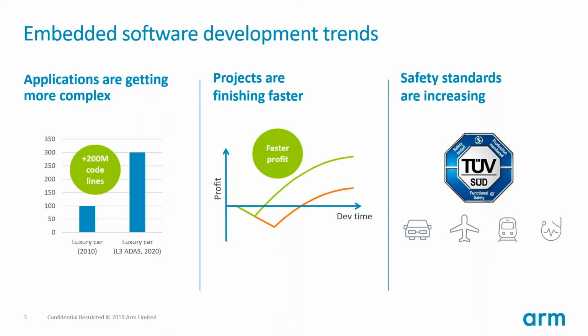Embedded products are getting more complex from both hardware and software standpoints. There are more lines of code than ever in all embedded applications. For example, in automotive, the number of lines of code in a luxury car is projected to triple with level 3 ADAS. More lines of code means more bugs, more maintenance.